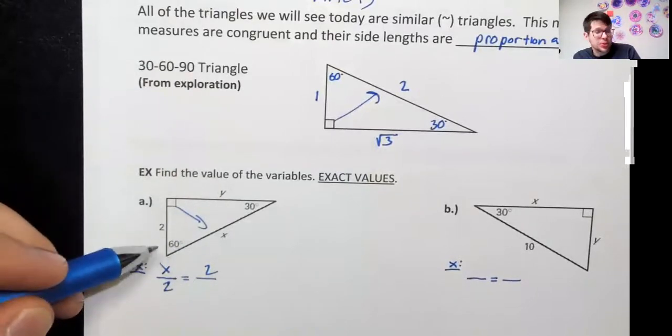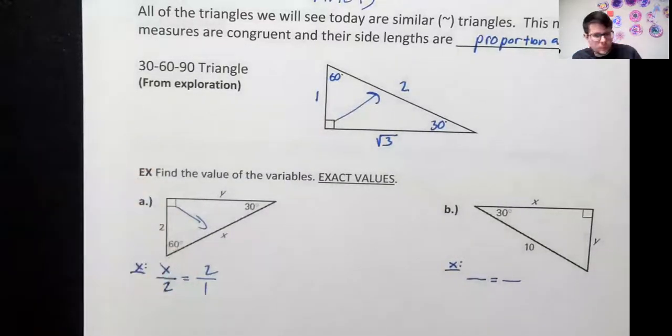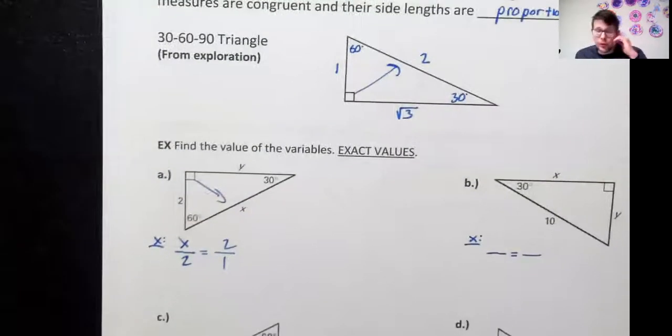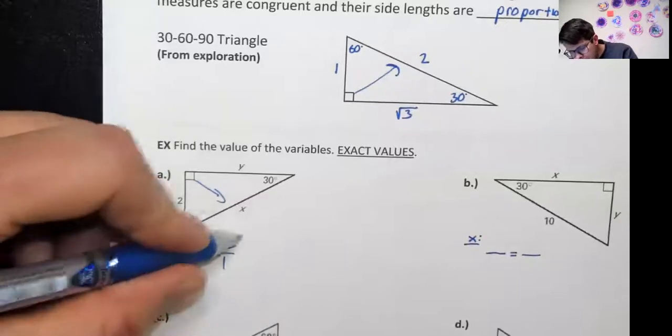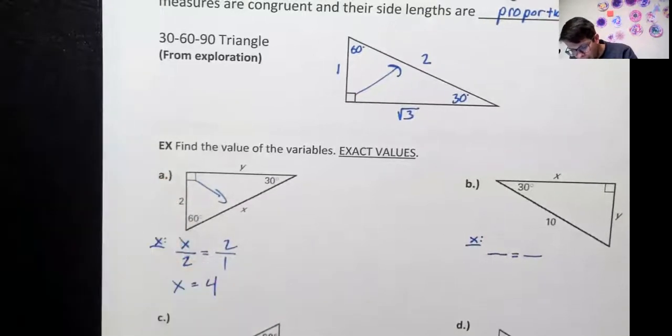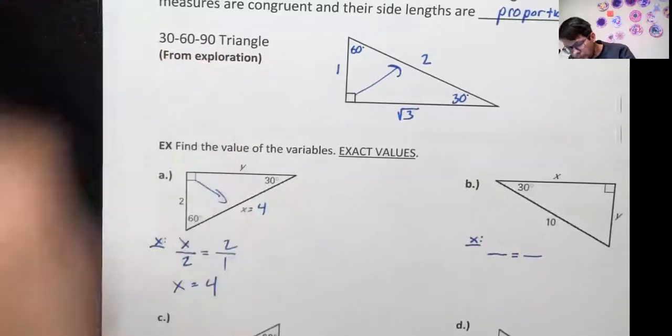And not only is it a leg, but it's the shortest one. And so I'm going to compare it against my shortest leg right up here, which is going to be a 1. Okay, now we're going to do what we always do. We're going to cross multiply and simplify. So x times 1 is going to give me x, and then 2 times 2 is going to give me a value of 4. And that's it. We now know that this hypotenuse right here has a length of 4.